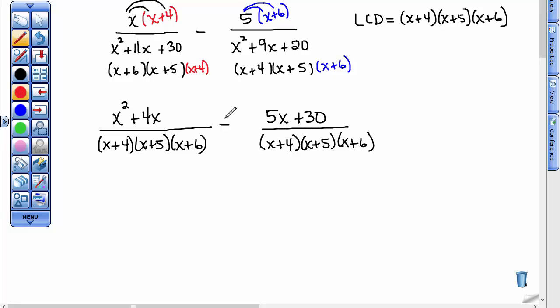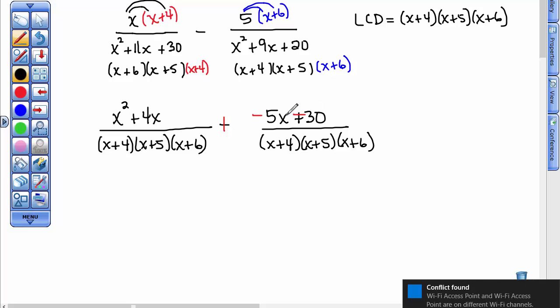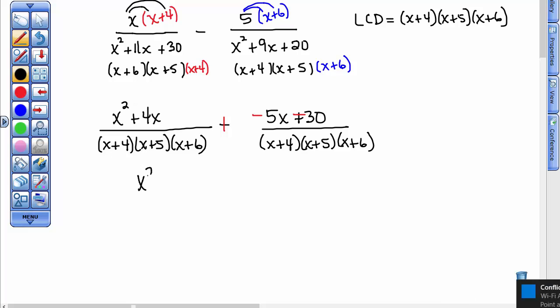So I need to add the opposite of these two. And so in the numerators, when I combine all these numerators, I've got the x squared, and then this positive 4x and a minus 5x makes for a minus 1x. And then I see this red sign right here? The 30 is a minus 30 over the x plus 4, x plus 5, and x plus 6.